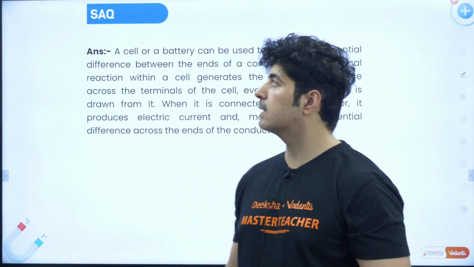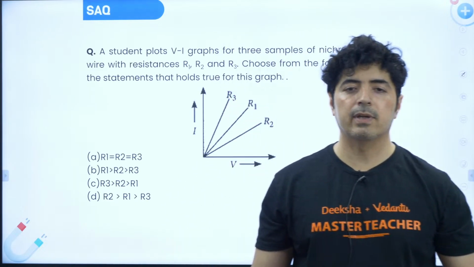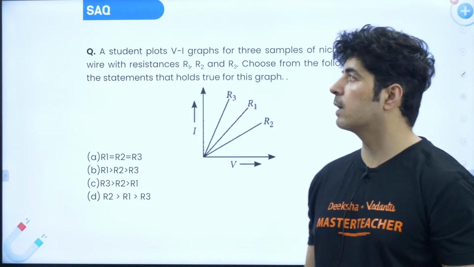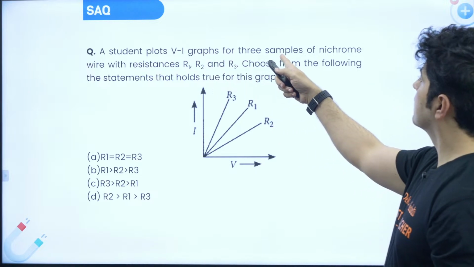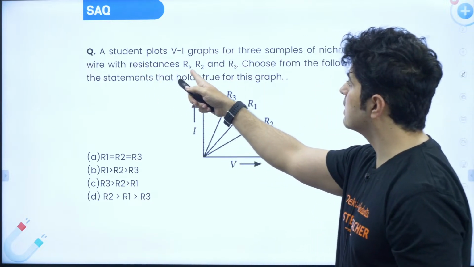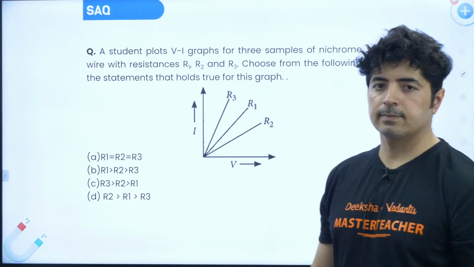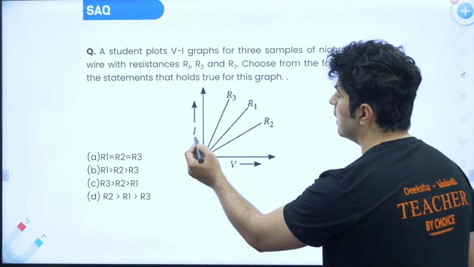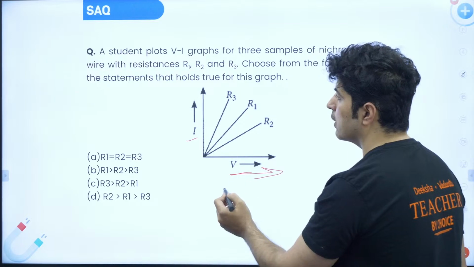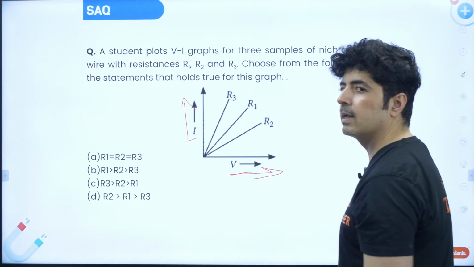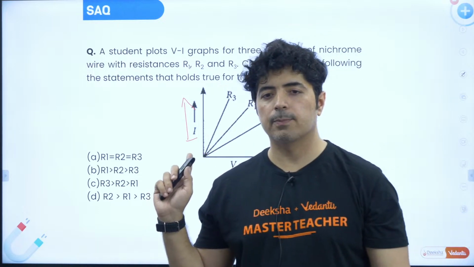All right. Now let's go ahead. Very important question again, a graphical problem related to resistance. Now what is the problem? It says a student plots a VI graph for 3 samples of nichrome wire. Resistances are given as R1, R2, R3. Choose from the following statements. Now if you see, the graph is between I and V. V is on the x-axis, the horizontal axis, and I on the vertical axis. You will find this is also a past year problem.